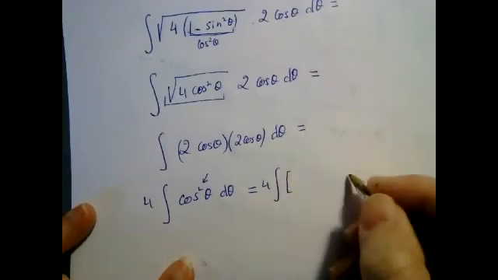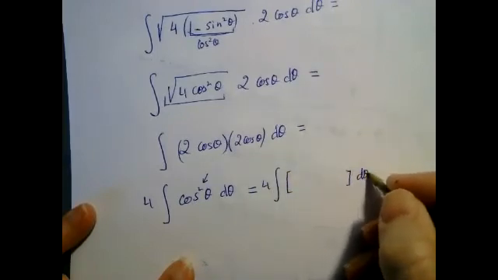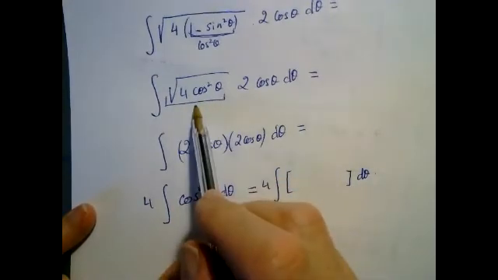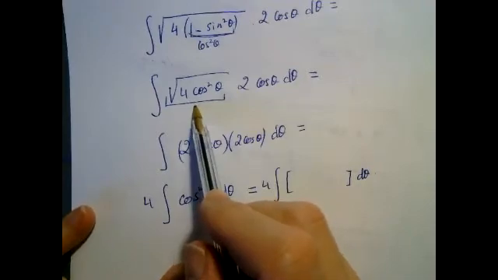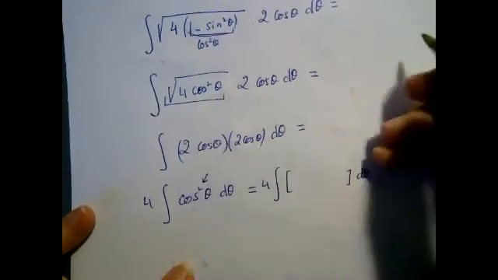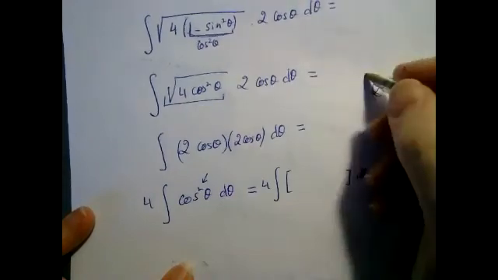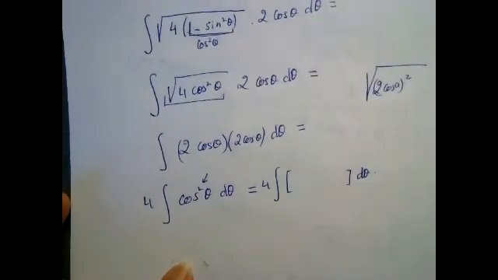I have a question. Yes. Where did the original cosine, where did the square go? Did it go because it's from the square root? Here? Yeah, right here. Yeah. Because what's 4 cosine squared? It's 2 cosine squared, squared if you want. Oh, okay.